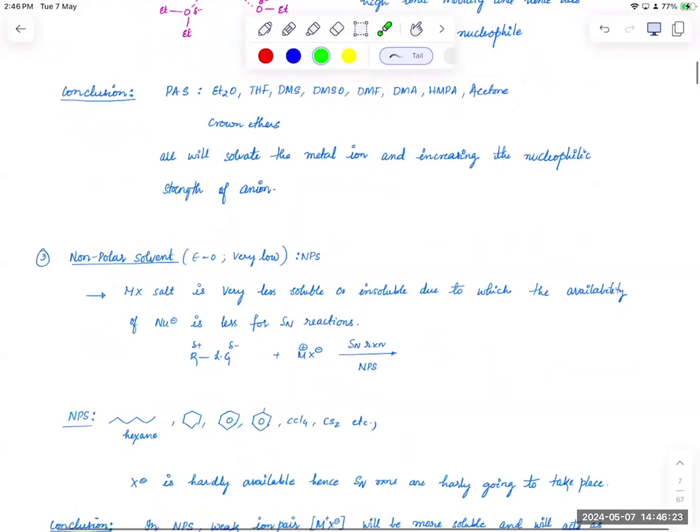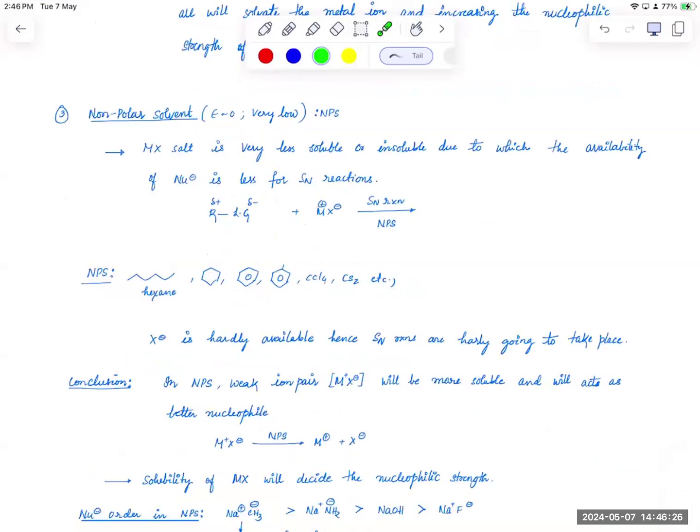Next, check out non-polar solvents. With non-polar solvent, the problem is only one, that MX is less soluble because the salt itself is less soluble. Its ability to give a nucleophile will be weaker. So nucleophilic nature will be less in SN reactions. So if you ask me, what are the best solvents preferable for substitution? First rating should be for polar aprotic solvent, second will be for polar protic solvent, and third should be for non-polar solvents. So non-polar solvents are not very well used for substitution reactions.